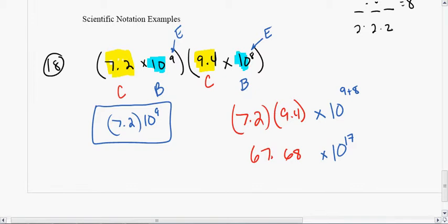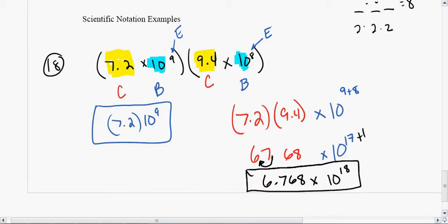We need to have a number that's between 1 and 10 for that to happen. So I'm going to move the decimal point over 1 place to the left and have 6.768, which means I'm going to need to raise the exponent by 1. I'll get 10 to the 18th, and that is my scientific notation answer in proper form. Both of them are correct. There's nothing wrong with either one of the answers. You might use one or the other depending on the context, but if it wants the answer expressed in scientific notation form, the 6.768 is the one we want because the coefficient is now a number between 1 and 10.